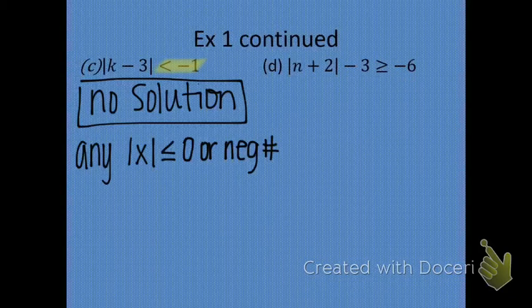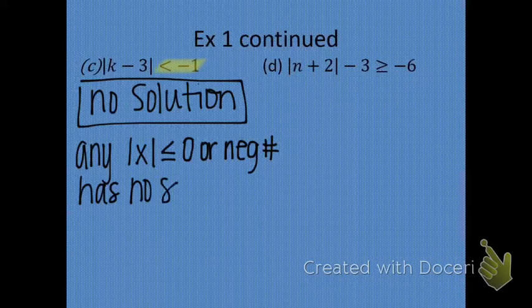So we saw up here there was a negative number. But what happens if I put a 0 up there? What kind of numbers are less than 0? Negative numbers. So even if I were to throw a problem in and I put it was less than 0, the shortcut still works. It's still no solution. So any absolute value that is less than or equal to 0 or a negative number has no solution.